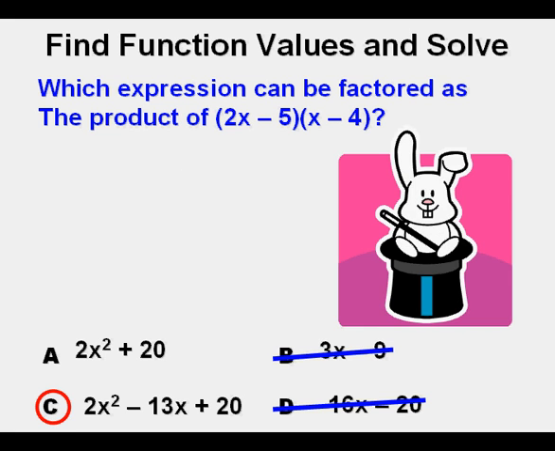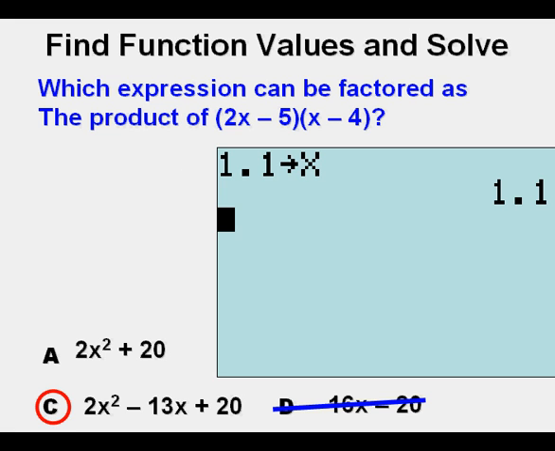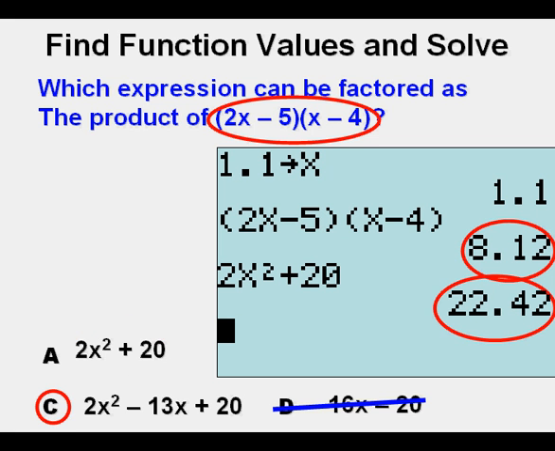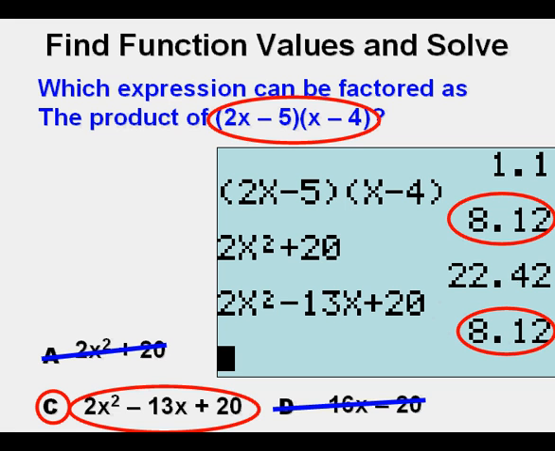You enter a value for x. In this case I entered 1.1 storage x. Then I entered this expression here and got a value of 8.12. And then we can go ahead and try our multiple choices. Here we try choice A and we get 22.42. That's not right. And so we cross that out and we can try 2x squared minus 13x plus 20, and we also get 8.12. That is our right answer.